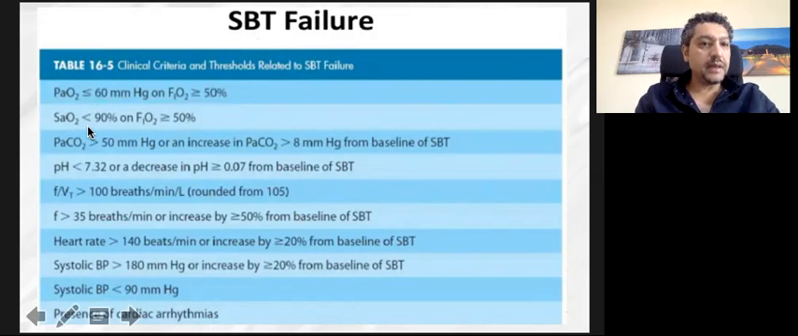Saturation less than 90% on higher FiO2, more than 50%. When the CO2 is more than 50 millimeters of mercury, when the pH is less than 7.3, or the patient is quite acidotic, that also portends failure of the spontaneous breathing trial.